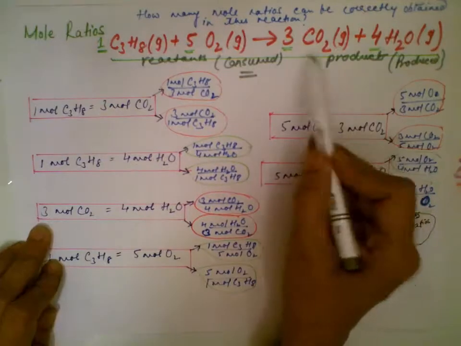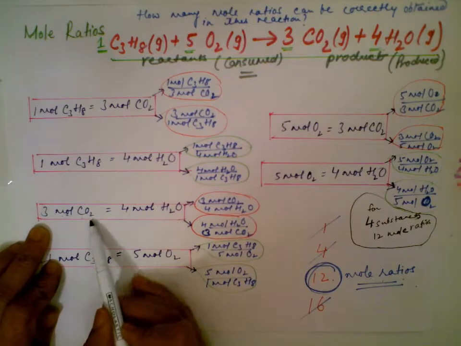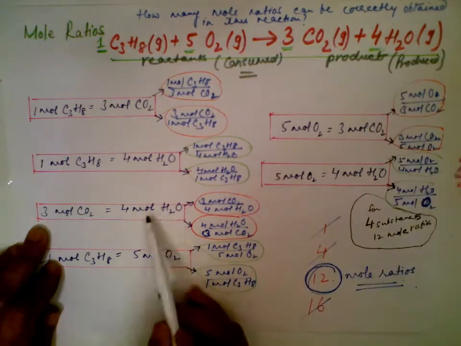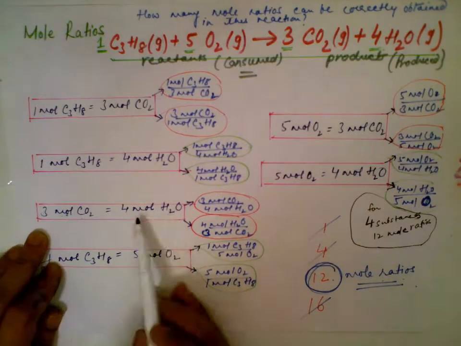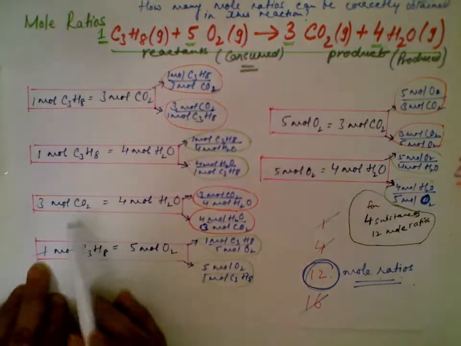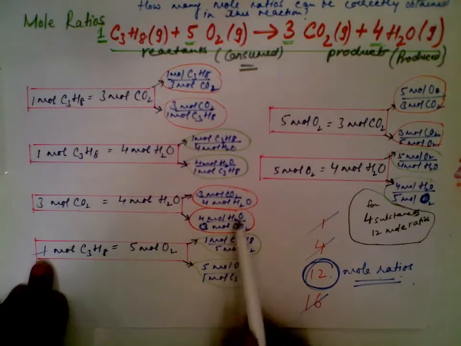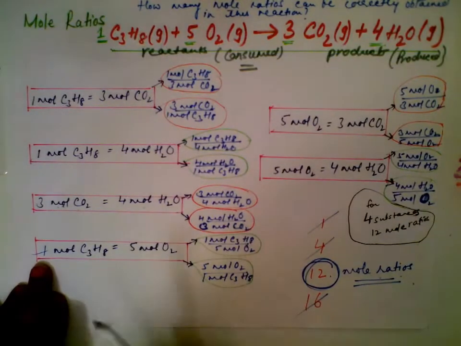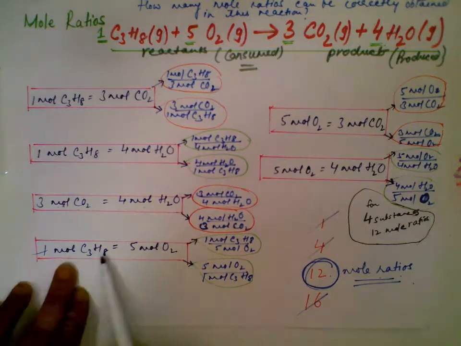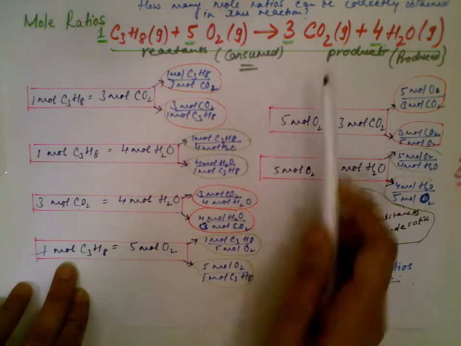Now the next one is 3 moles of carbon dioxide. It's on the product side, so it is produced. And when 3 moles of carbon dioxide are produced, 4 moles of water molecules are produced. Or you can say the other way, when 4 moles of water molecules are produced, 3 moles of carbon dioxide molecules are produced. This is the product side. So that's how you got 2 mole ratios. Here, 1 mole of propane is a reactant, so it is consumed.